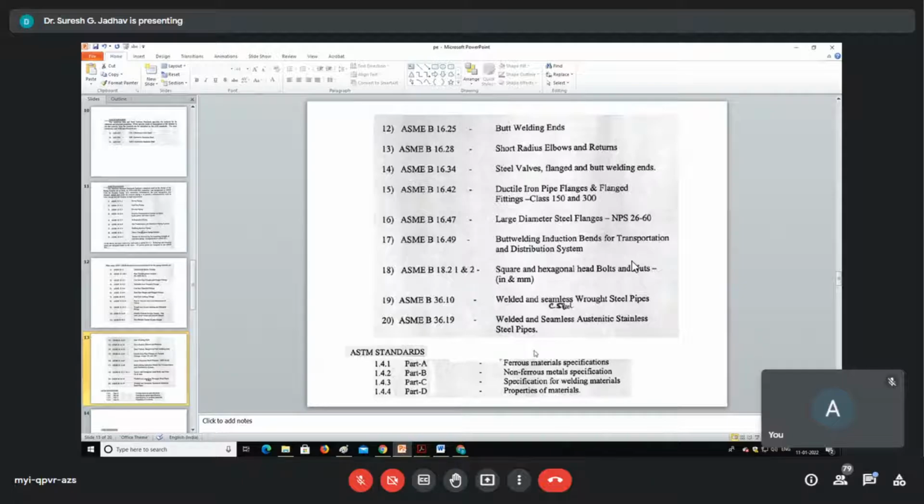ASME B16.28, short radius elbows and returns. That kind of piping component is used in chemical plants, petrochemical plants, or hydrocarbon facilities. So the code prohibits designs and practices known to be unsafe and contains warnings where consideration, but not provisions, is warranted.